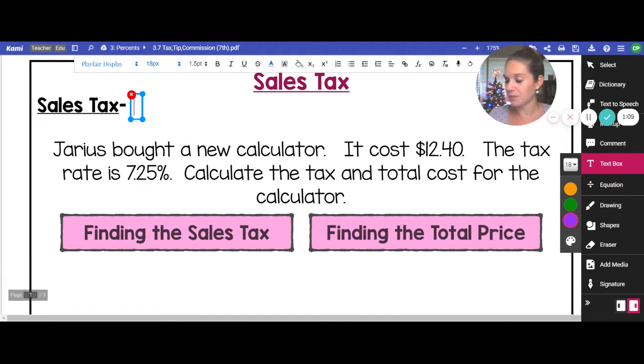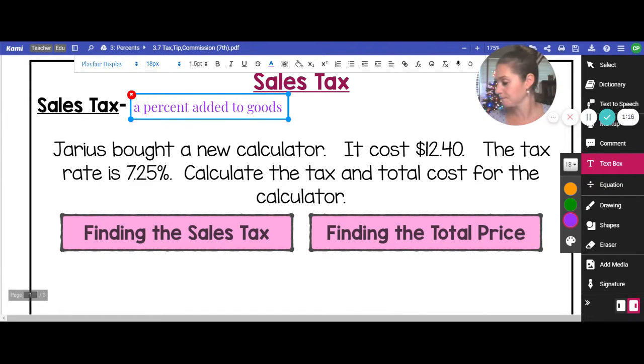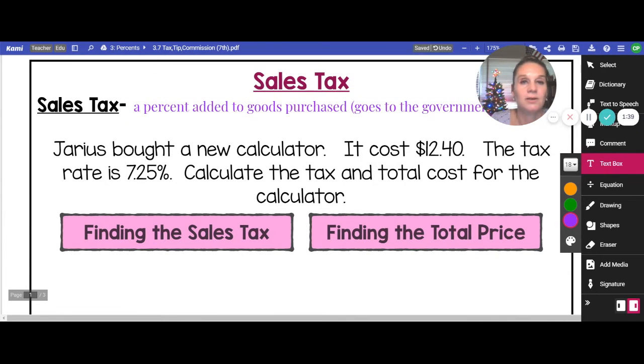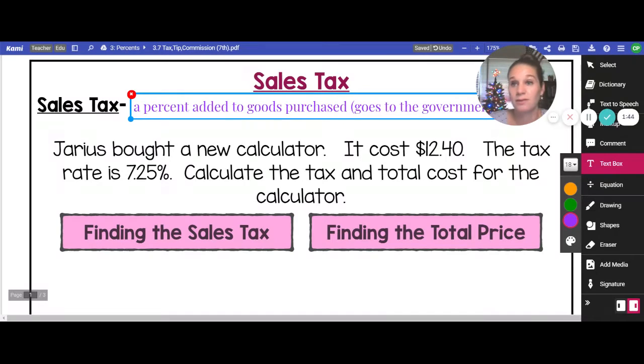So a percent added to goods purchased. So it's when you're buying something. And in parentheses, I'm going to remind you that it goes to the government. Let's just add that definition in there. So sales tax, by definition, is a percent added to goods purchased, and that money goes to the government.